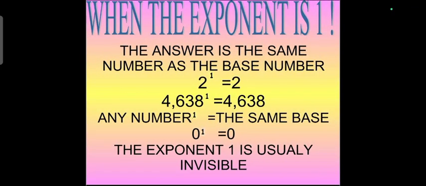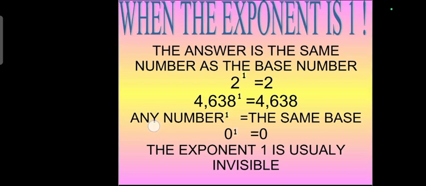When the exponent is 1, the answer is the same number as the base number. For example, if the base is 2 and the exponent is 1, we will get 2, or 4638 to the power 1, we will always get 4638. So any number raised to the power 1 stays the same; the exponent 1 is usually invisible.